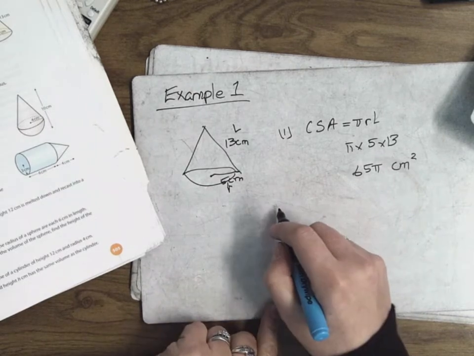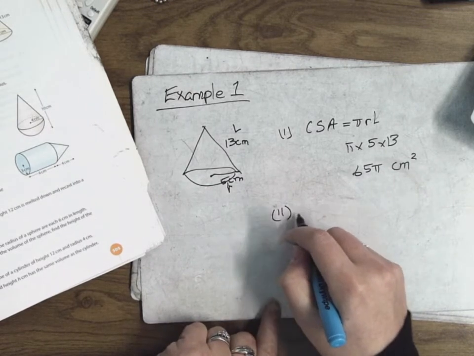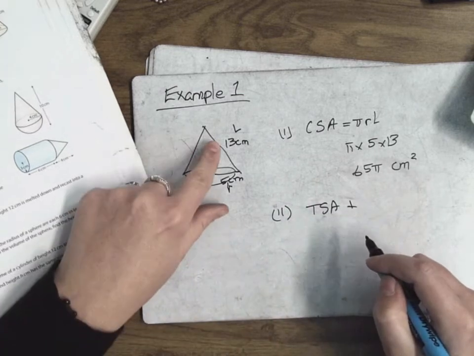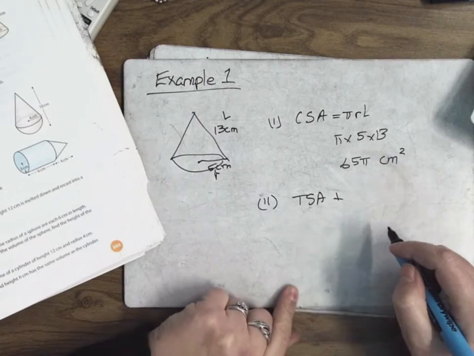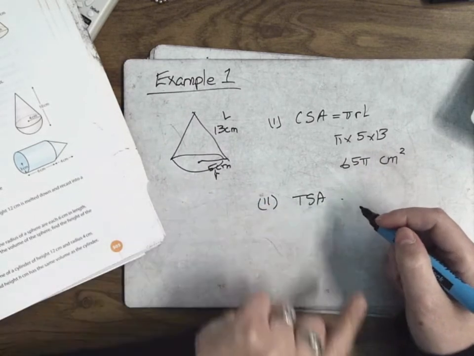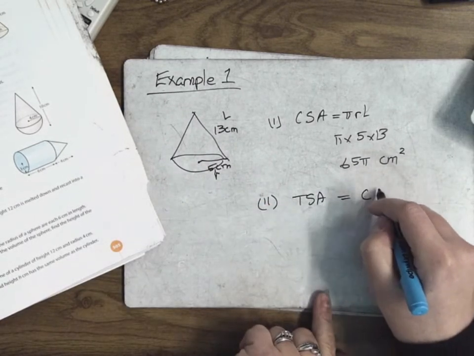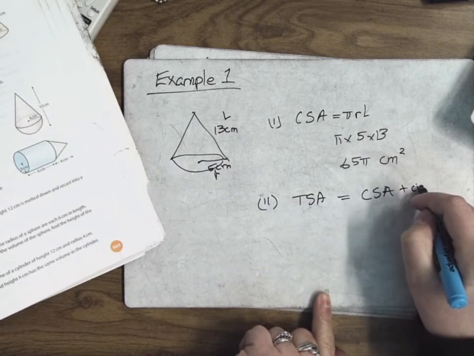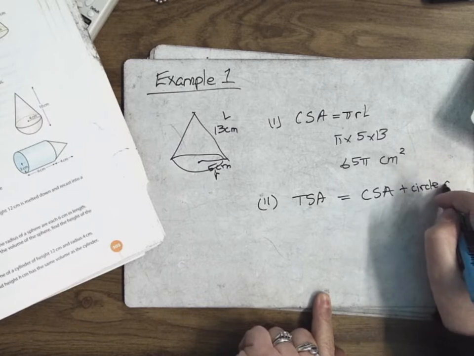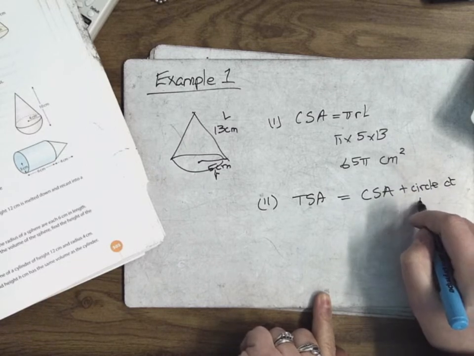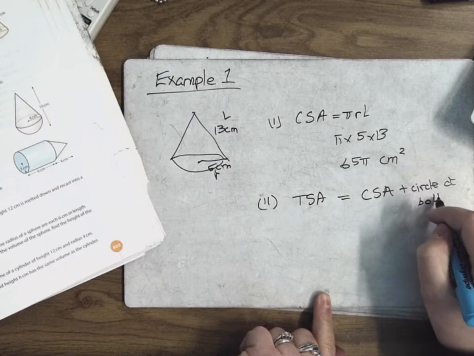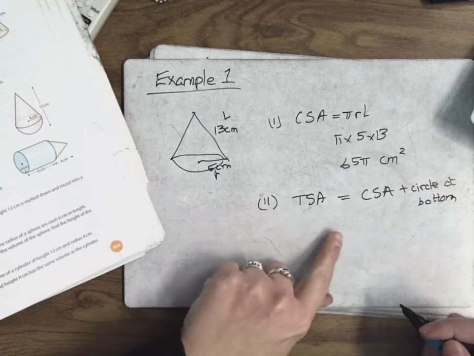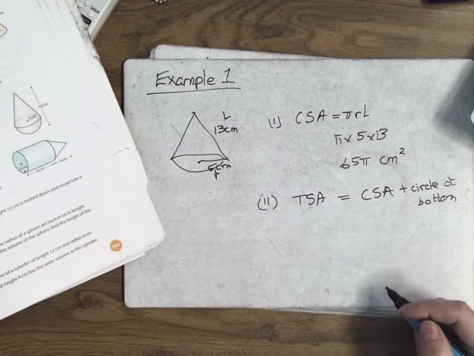The total surface area is next. So the total surface area, remember the curved surface area doesn't take into account the circle at the bottom. So the total surface area is equal to the curved surface area plus the circle at the bottom, isn't it? And remember, girls, they give the curved surface area in the log tables. They don't give the total surface area, so you need to be able to spot that I have to add in a circle there as well.